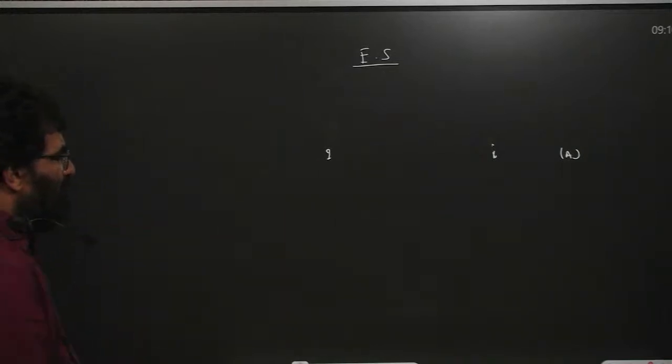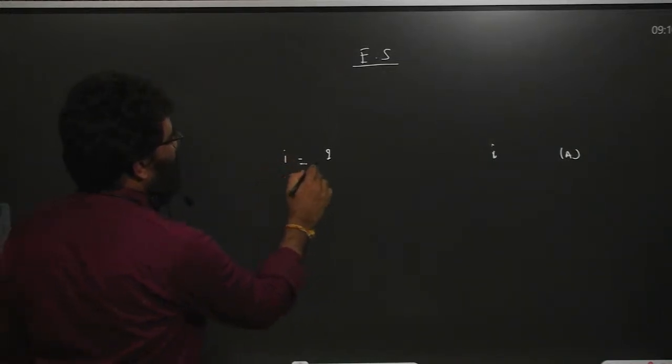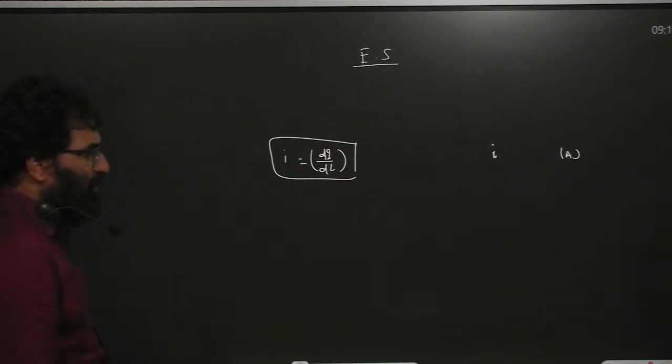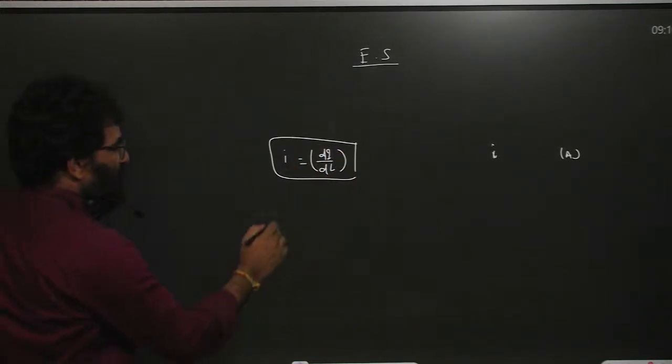Now, current I is nothing but the rate of charge flow. That is what we are finding. Current and charge have a relation like this. Now we are having charge.